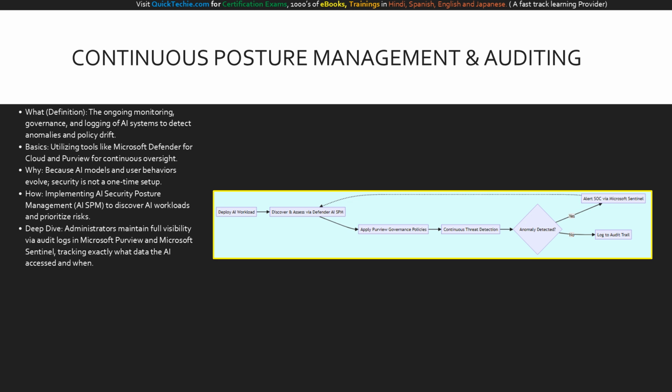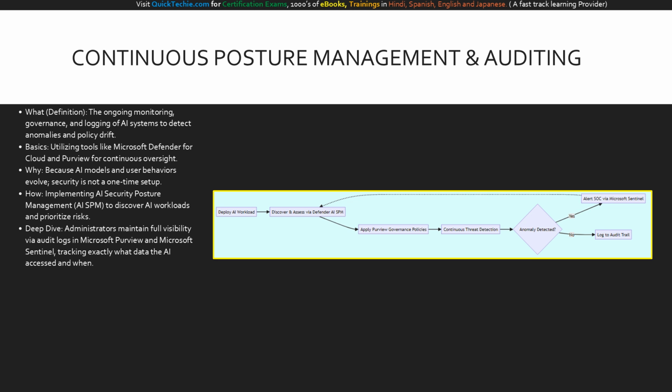How do we stay ahead? We use AI Security Posture Management, or AI SPM. This capability automatically scans your cloud environment to discover generative AI workloads, assesses their security posture, and prioritizes the risks that matter most. For our deep dive, we focus on accountability.